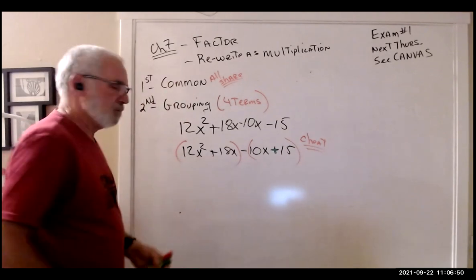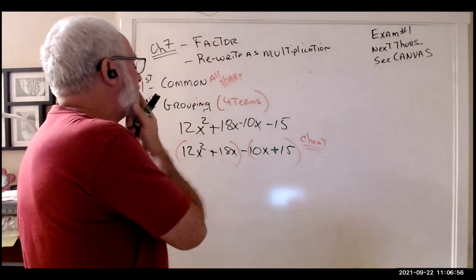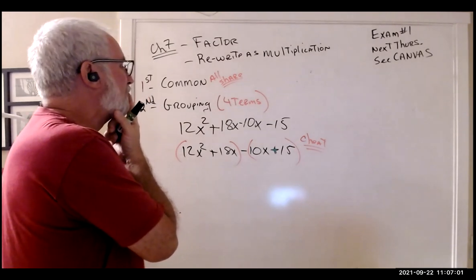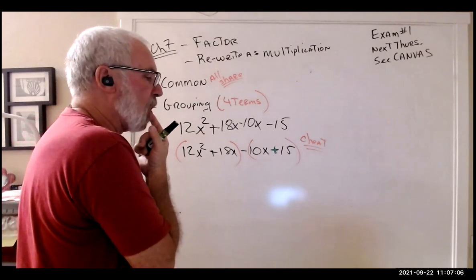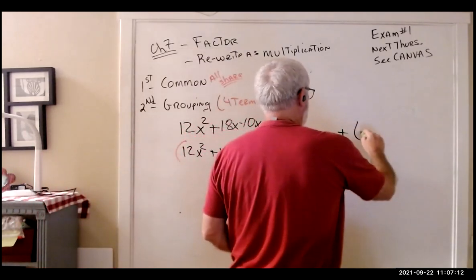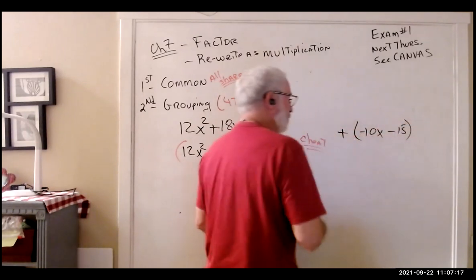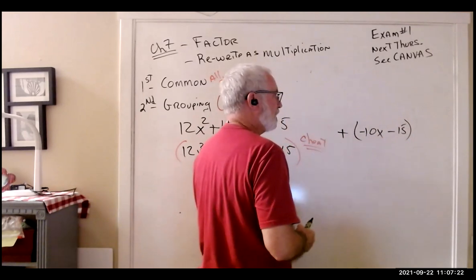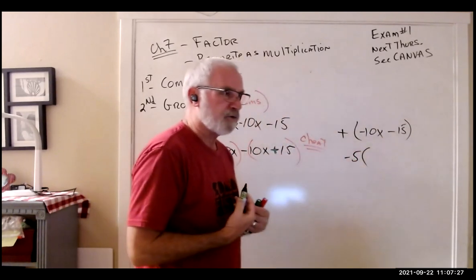Question. Yes, can't you just put plus and make both those negative? Yeah, and then what would you do? You want to write this as plus negative 10x minus 15, and then what would you do? I mean, you would just put 5. No, it's a minus 5. Since they're both negative, you factor out a minus 5.